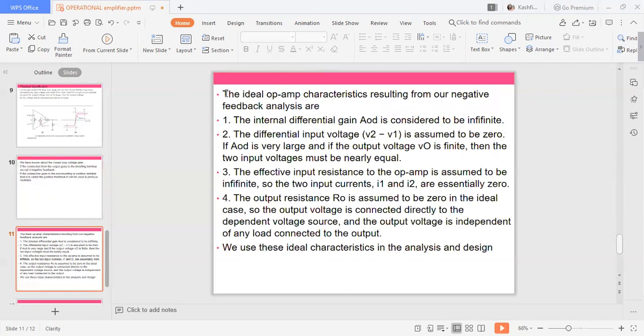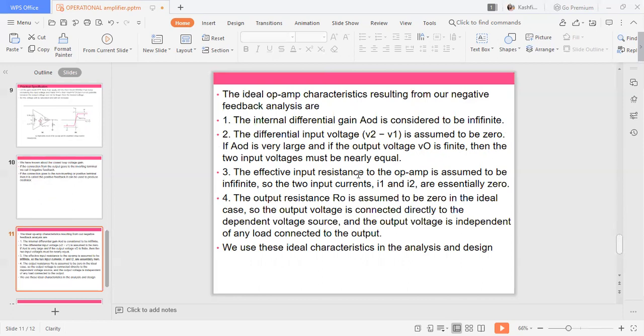The ideal op-amp characteristics resulting from the negative feedback analysis are that the internal differential gain AOD is considered to be infinite. The differential input voltage V2 minus V1 is assumed to be 0. If AOD is very large and if the output voltage V0 is finite, then the two input voltages must be nearly equal.